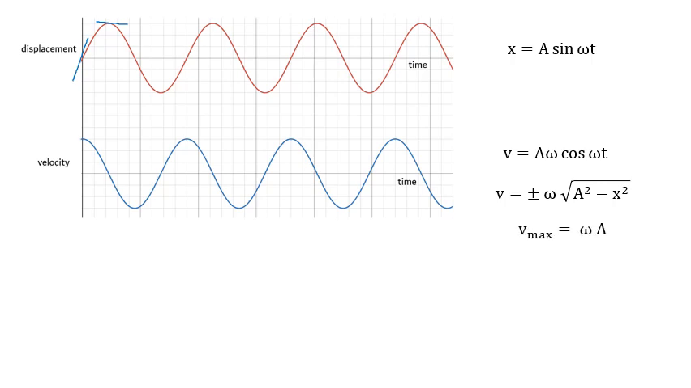And from that equation, v max, the maximum velocity, will be when the displacement is 0. Yeah, just the very first point on the graph. If the displacement is 0, then the velocity is a maximum. So we get v max equals omega A.